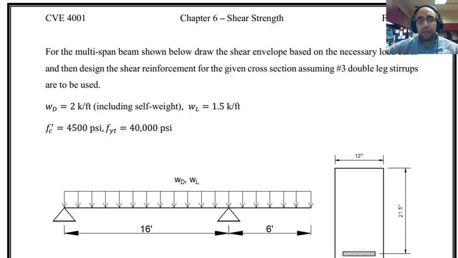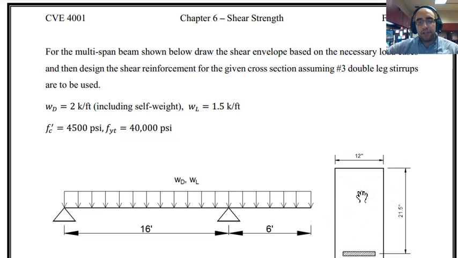Today we are going to look at another example about shear strength of reinforced concrete members, and we are going to see how to understand the amount of shear demand on a beam, and then after that we are going to see if the section has enough strength for the calculated shear demand, and if it does not have enough strength, we are going to design the shear reinforcement for the cross section that we have over here.